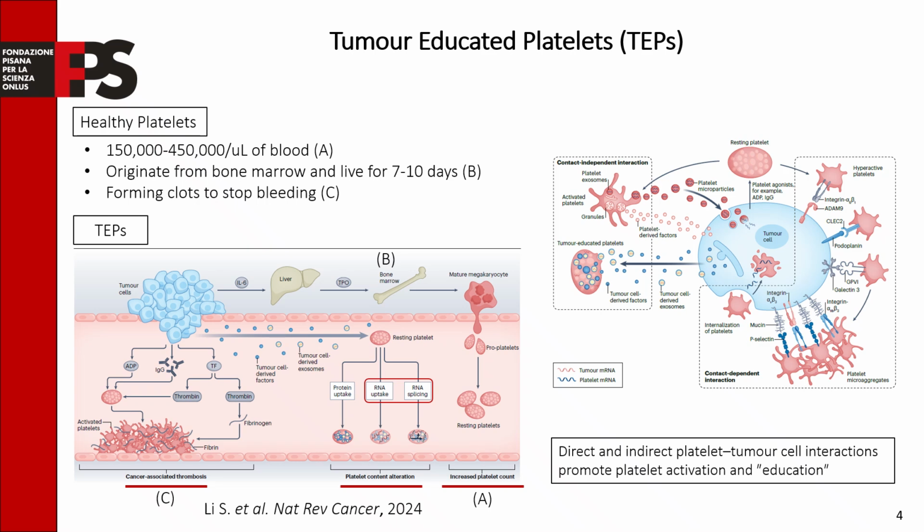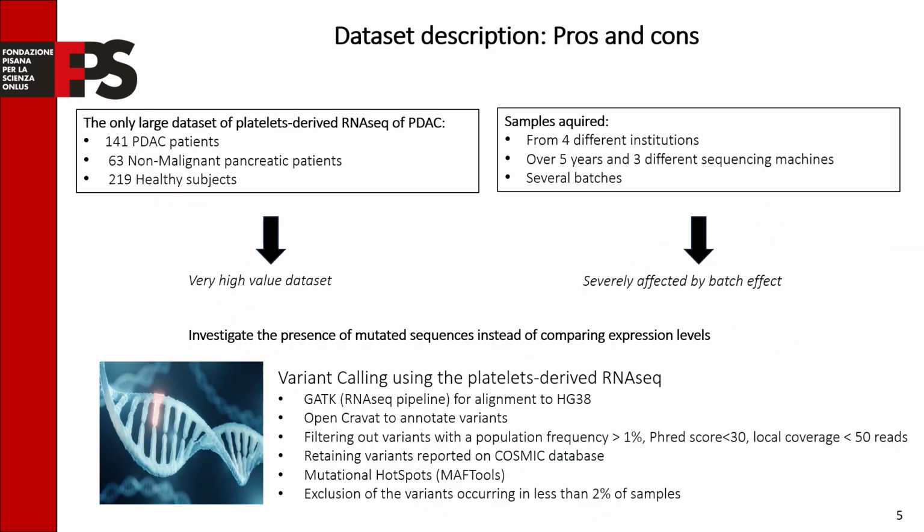So in our project we searched for a new source of biomarkers, and we selected a very promising one, the tumor-educated platelets, which are basically platelets that have been modified in terms of phenotype and RNA content by the cancer cells. We exploited a large dataset involving more than 400 samples, including both PDAC and healthy donors, but also non-malignant patients, including pretumoral lesions such as IPMN.